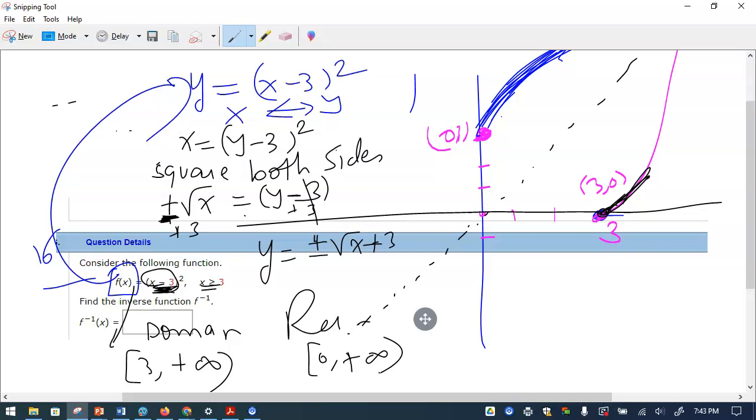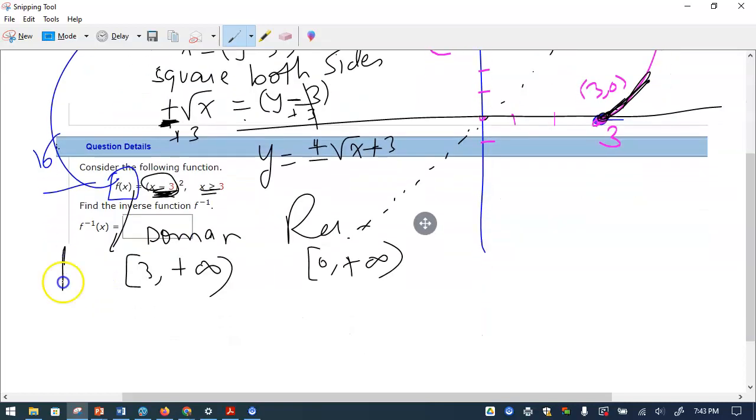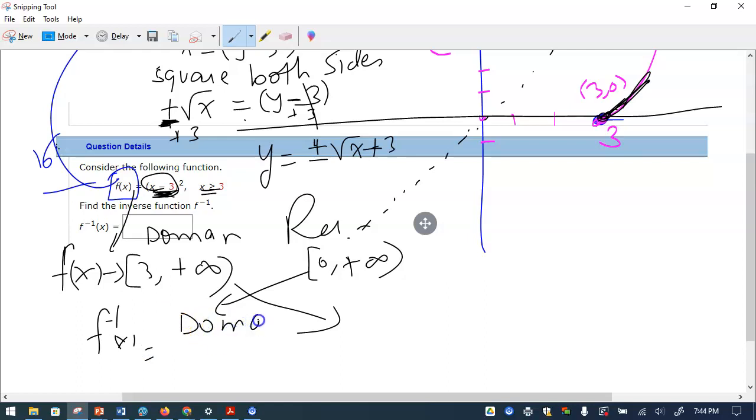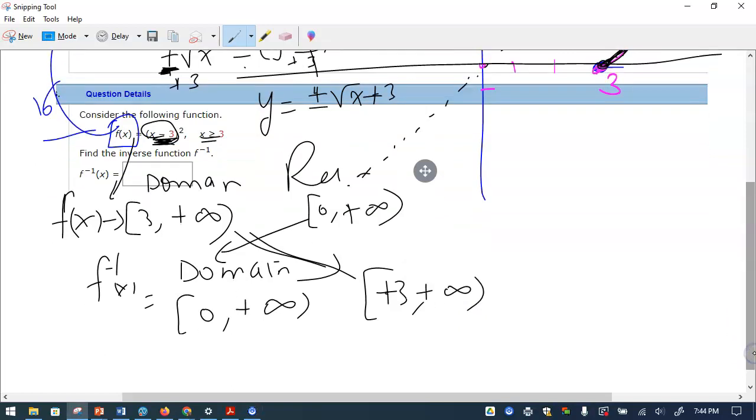So that means now you want to find the domain. This is for f, right? This is for f of x. Now, if it is the inverse, all I do is swap this. So the domain here will be 0 to plus infinity, and the other one is plus 3 to plus infinity. That means x has to be greater than 0. X is either 0 or positive.